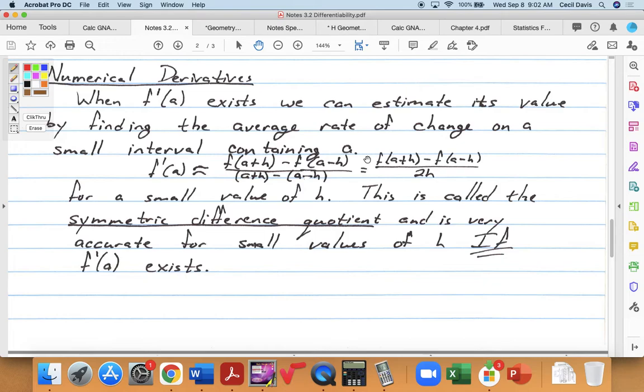Yeah. All right. So if f prime of a exists, we can estimate its value by finding the average rate of change on a small interval containing a.